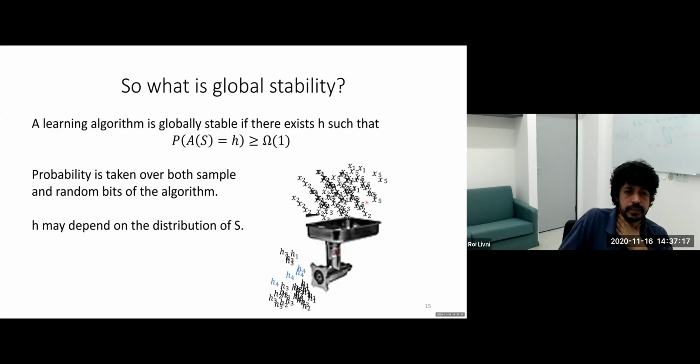So a learning algorithm is globally stable if there exists some h so that the probability that the algorithm will output that h given some sample is constant. Okay, maybe small, but a constant. Now, here the probability is taken over both sample and random bits of the algorithm. And the h may depend on the distribution, but not necessarily on S. Okay, not on the data, but on the distribution. So this is the idea behind the notion of global stability.